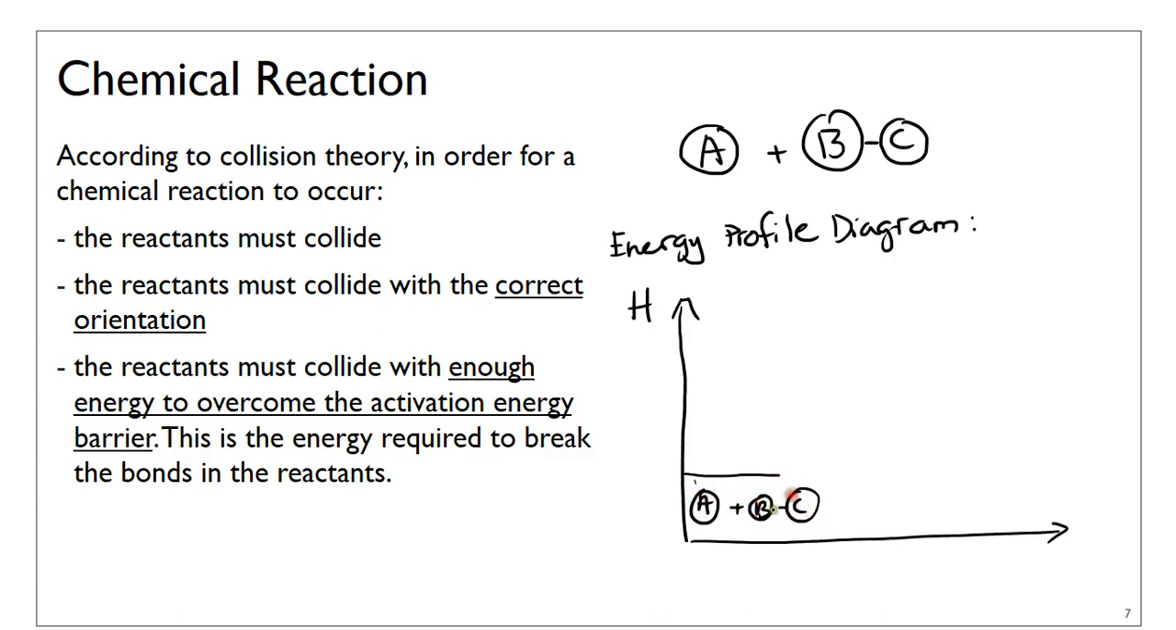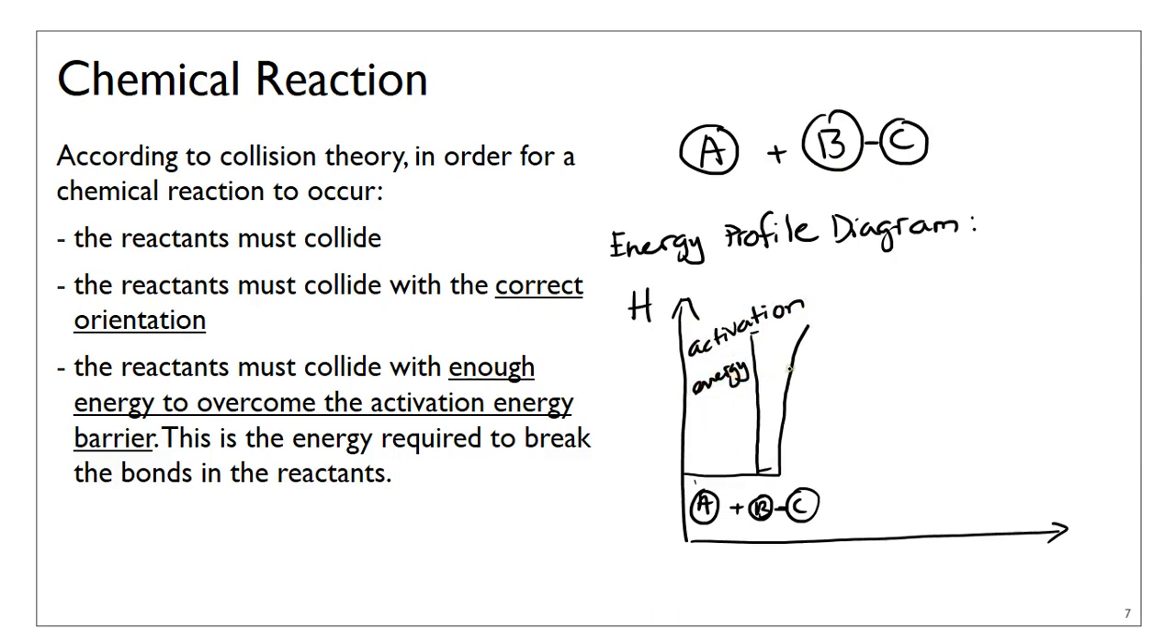So in order for the reaction to take place, the system is going to have to absorb some extra energy, and that energy comes from the collision. So as it does that, it's going to increase. So this is the activation energy, which is the energy required in this particular case to break the bonds between B and C.